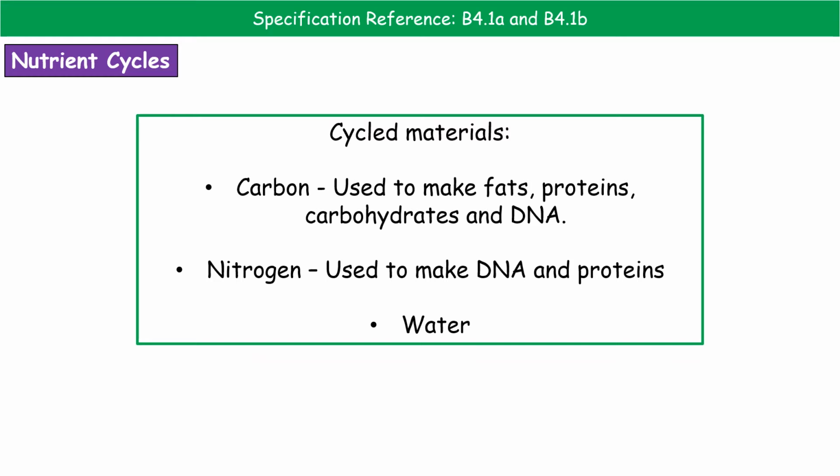There are 3 you need to know about. Carbon, which we use to make fats, proteins, carbohydrates, DNA. Nitrogen, which we use to make DNA and proteins. And water. So we're going to look at the cycles for those 3 things. The reason that we've got what carbon and nitrogen are used to make is because they can ask that, and they have asked that as previous questions. So just make sure you know at least one thing that's used to make carbon and one thing that's used for the nitrogen there.